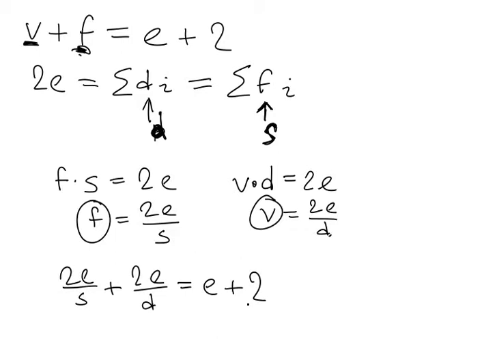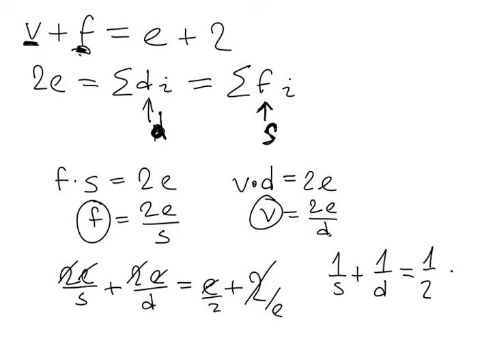So what we can do is to divide the thing by 2, and now put e outside of the equation, and divide by e. What we obtain is 1 over s plus 1 over d is equal to 1 half plus 1 over e.